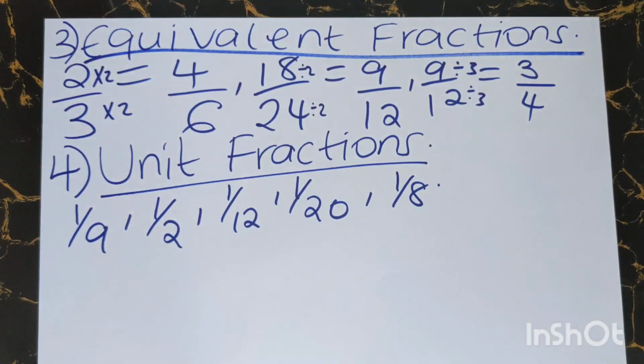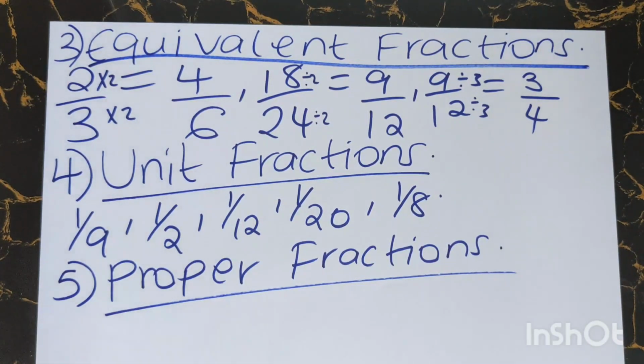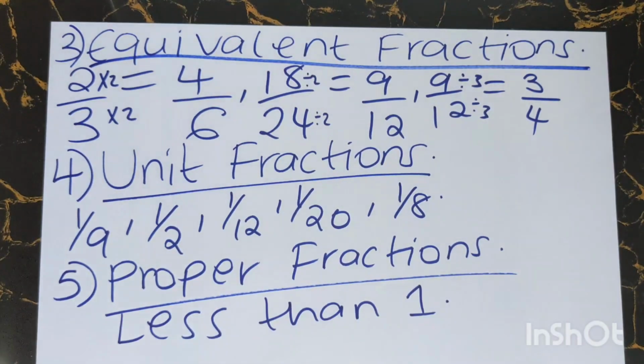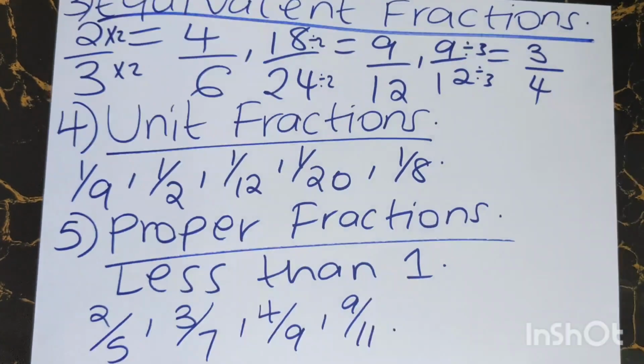Then we have something called proper fractions. Proper fractions are the fractions that are always less than 1. So when the denominator is larger than the numerator, we refer to that as a proper fraction, okay? So the number at the bottom, which is what you call the denominator, always has to be larger than the top number, which is the numerator, okay? So some examples would be, so the denominators are larger than the numerator, okay?